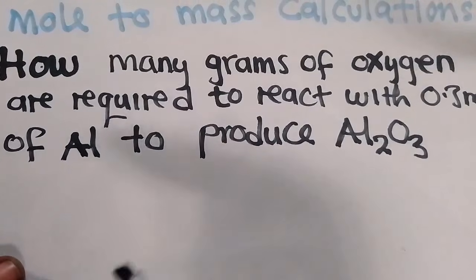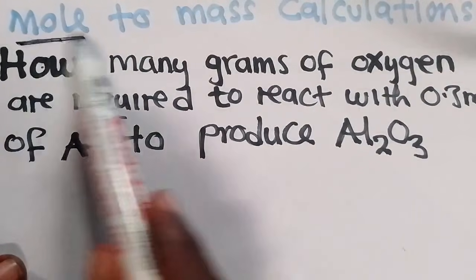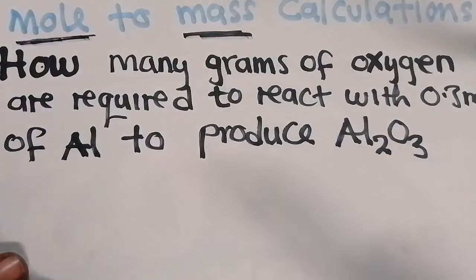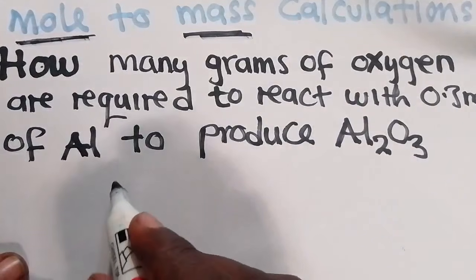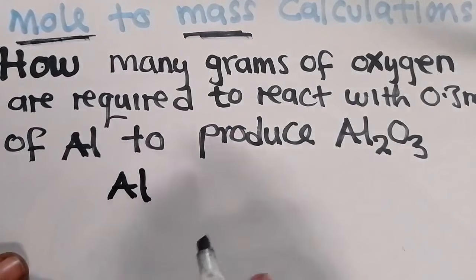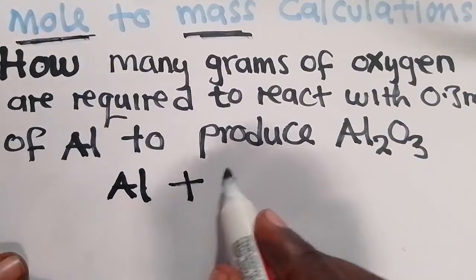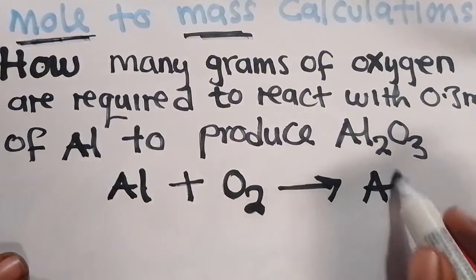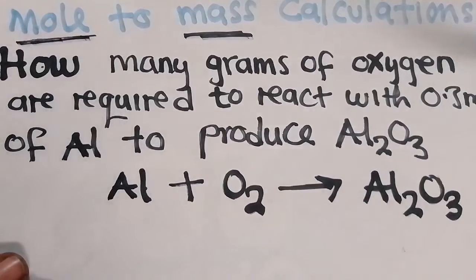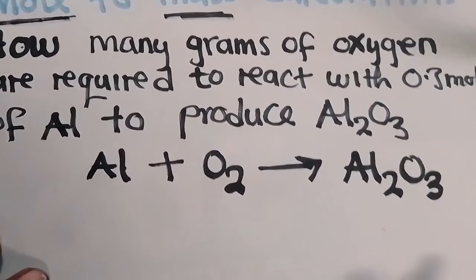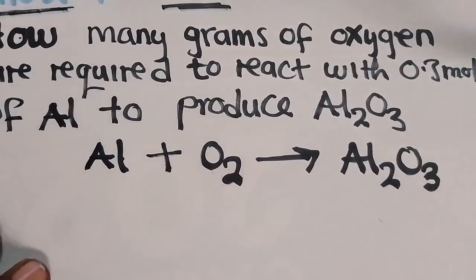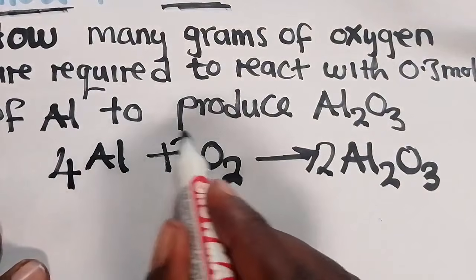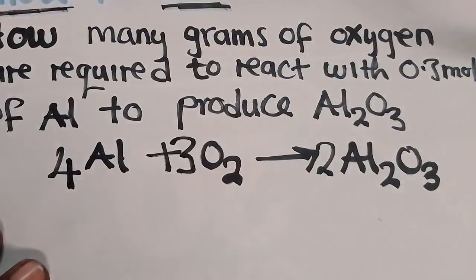The first thing you need to do, don't forget, we are dealing with mole to mass. So we get the moles this side, we compare them to the mass this other side. What are we given? We are given aluminium. So aluminium is reacting with oxygen, like this. The first thing is to balance. How do you balance that? You put a 2 here, you put a 4 there, then you put a 3 here, which means that it is now balanced.